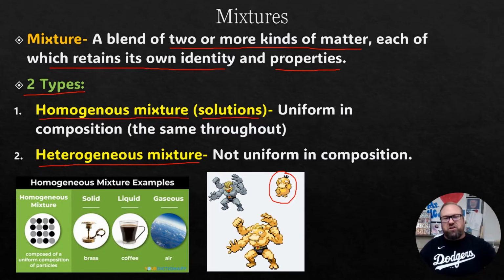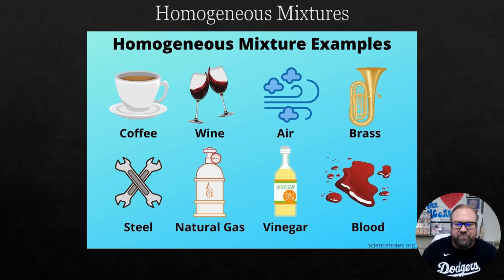Okay, so mixtures: a blend of two or more kinds of matter, each of which retains its own identity and properties. We have two main types of mixtures, and we're going to explore them in a deeper fashion. Homogeneous mixtures, which are uniform in composition, versus heterogeneous mixtures, which are non-uniform in their composition. Okay, on to the next.